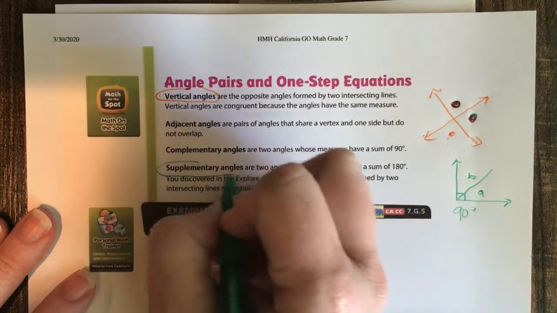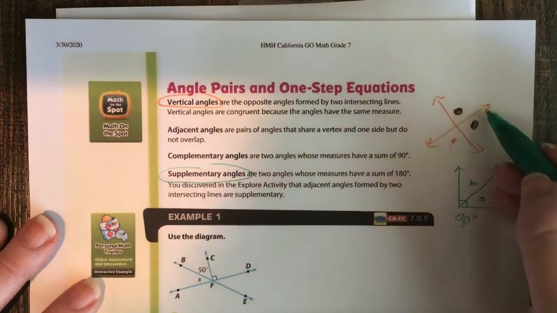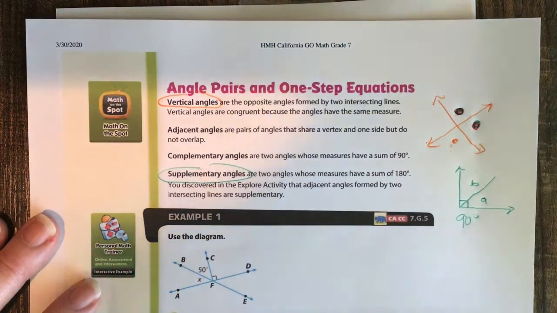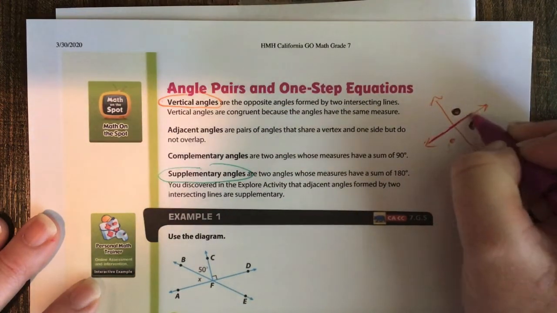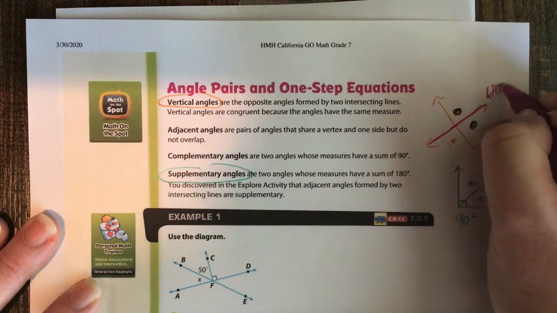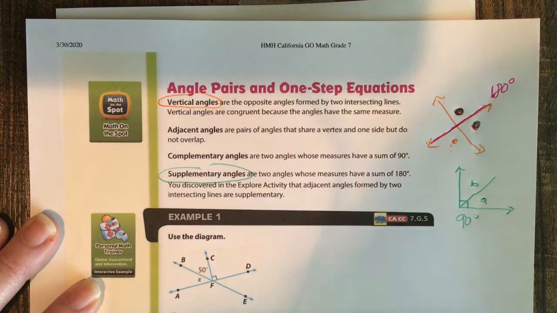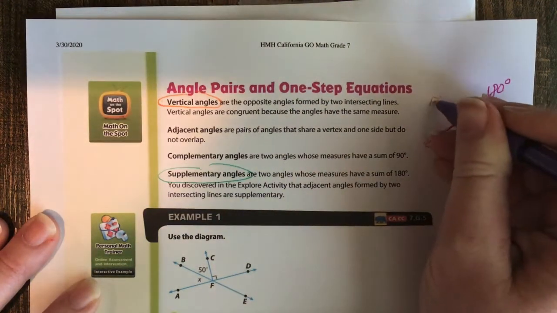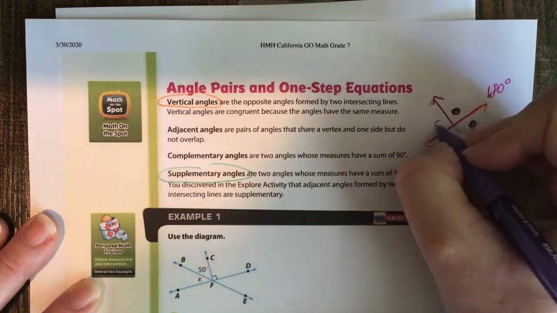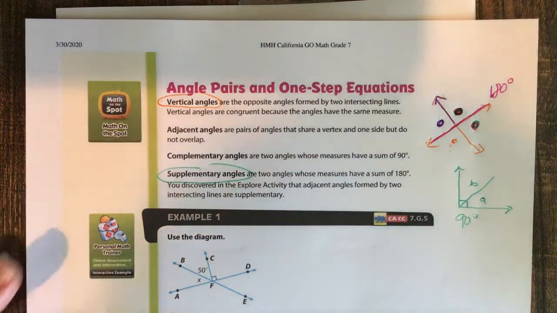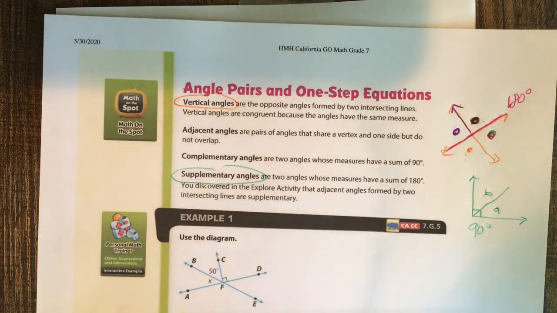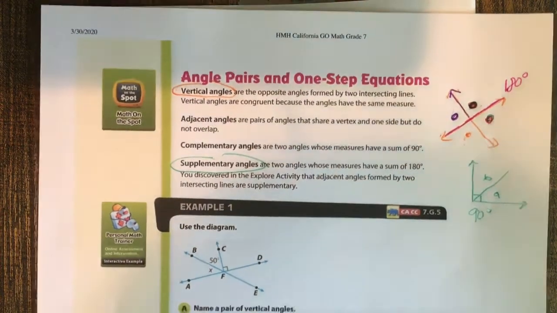Supplementary angles, this is the one we just learned about. Supplementary angles, if I go back to my two intersecting lines. Supplementary angles, right, if we take a straight line, again, which equals 180 degrees, that if we take that line and we break it up into two other angles, then that means that this angle and this angle will add up to 180 degrees. So let's use those to find some unknown angles, okay?